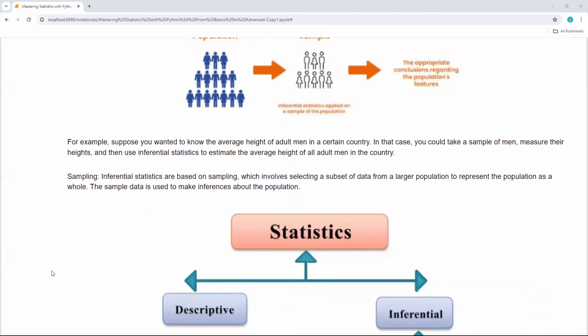So the important thing is sampling. Inferential statistics is based on sampling only, which involves selecting a subset of data from a larger population to represent the population as a whole. The sample data is used to make inferences about the population. So if I take this sample and do some analysis on it, I'll draw some conclusions about the population.